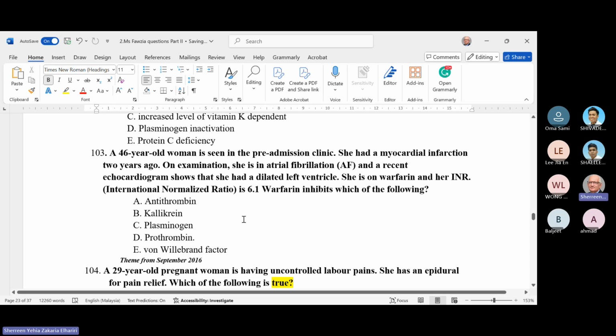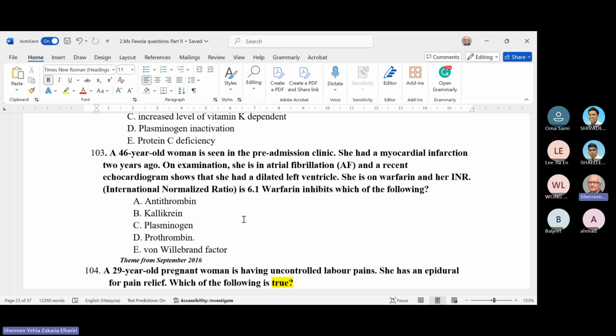Okay, 103 is a 46 years old woman seen in pre-admission clinic. She had MI 2 years ago. On examination, she is in AF. Of course, AF is very serious because it can cause showers of emboli. A recent echo shows she has a dilated left ventricle. She is on warfarin, and her INR, which is international normalized ratio, is 6.1, so it is very, very high. It is compatible with life, but okay.